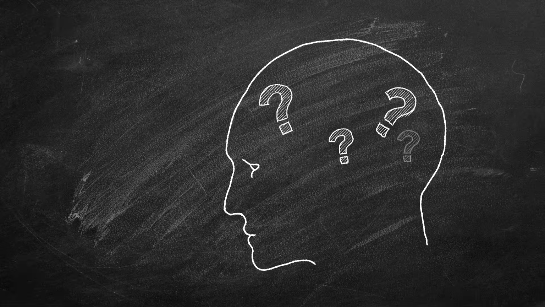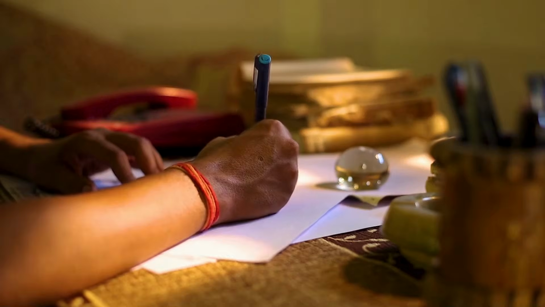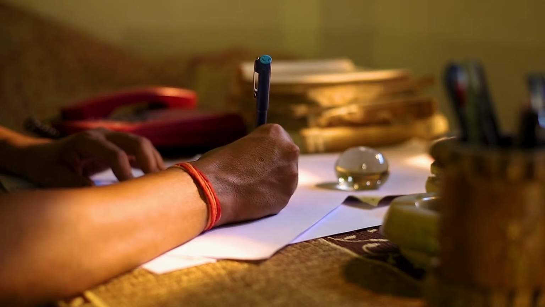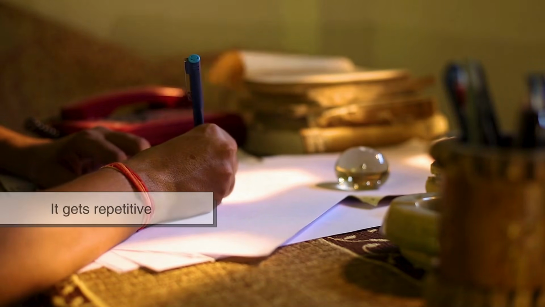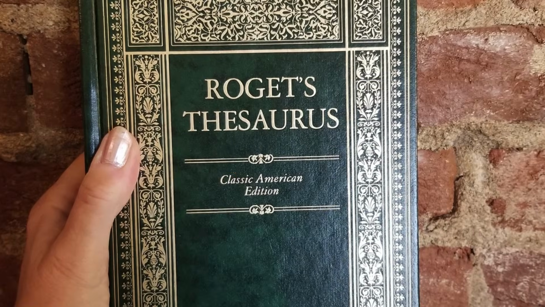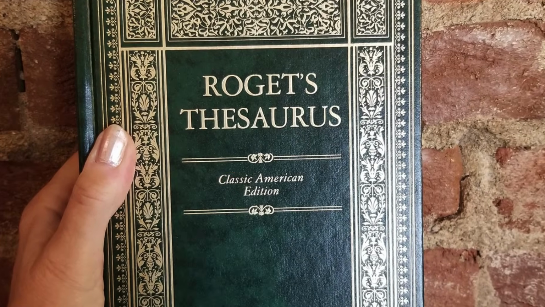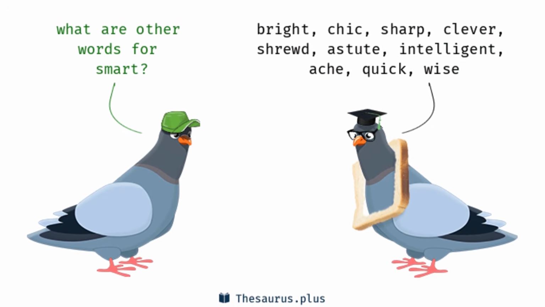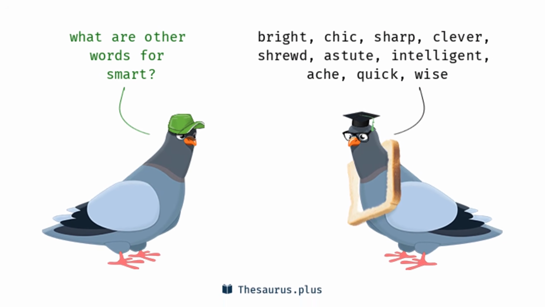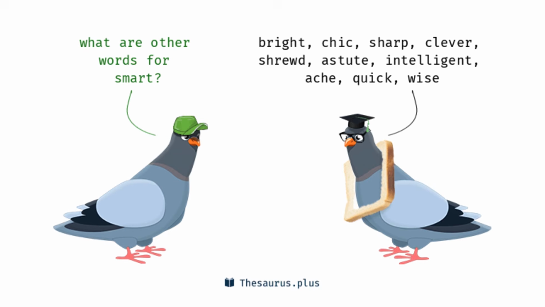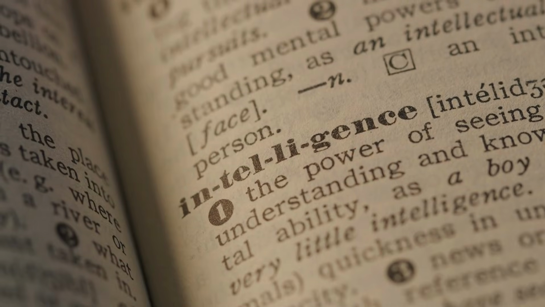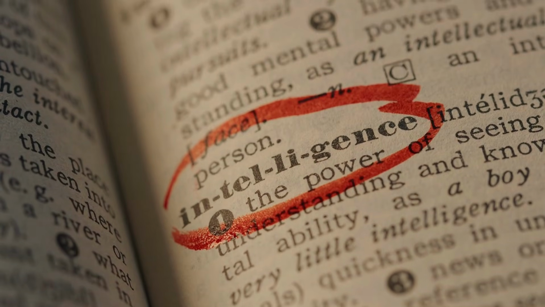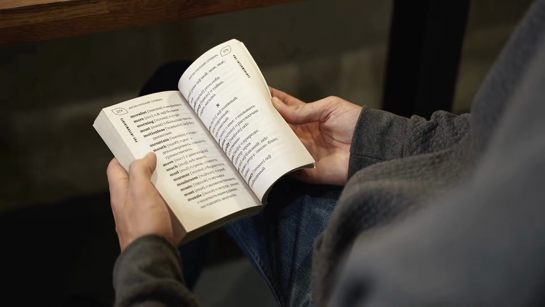So how do you actually use them in real life? Imagine you're writing an essay, and you want to describe someone as smart. If you only use the word smart throughout your writing, it gets repetitive. That's where the thesaurus saves the day. You can swap in words like intelligent, bright, clever, or astute, depending on the nuance you want. But before you confidently use that synonym, it's wise to double-check in the dictionary.